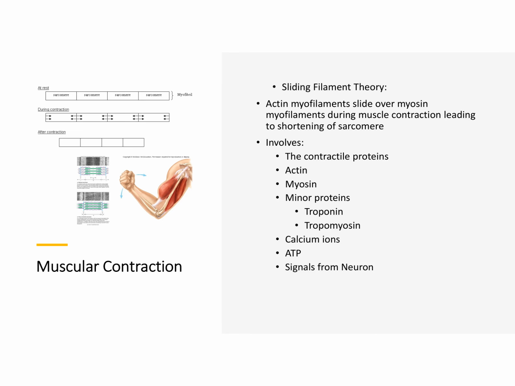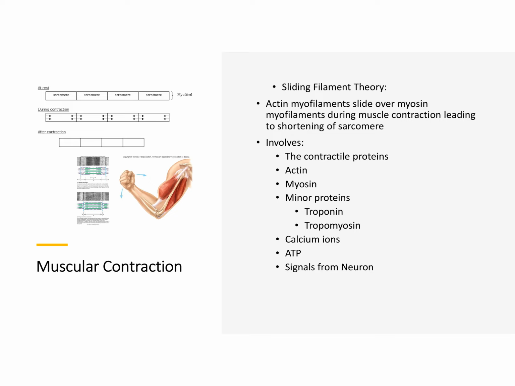Now, let us talk about how muscles actually contract at the molecular level, and this is where things get really fascinating. The sliding filament theory explains that during muscle contraction, actin myofilaments slide over myosin myofilaments, causing the sarcomere to shorten. Think of it like two combs sliding into each other. The teeth interlock and the overall length gets smaller, even though neither comb itself shortens.